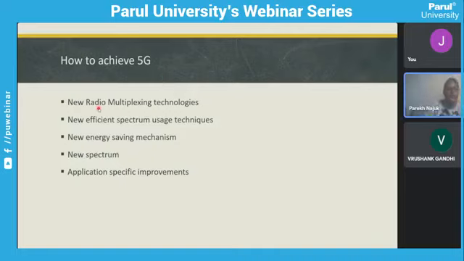Another thing, you require a new radio multiplexing technology. You require new efficient spectrum usage techniques. You require an energy saving mechanism. You require new spectrum. You require application specific improvements. So these are the things that you require to achieve the 5G network.